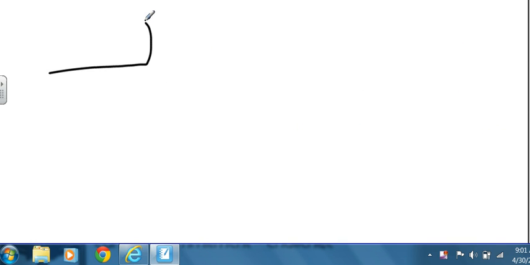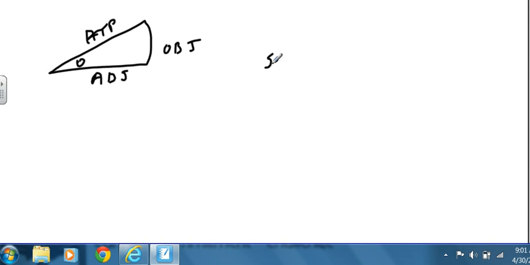We already did a thing where I have theta, and I got the hypotenuse, and I have the adjacent side, ADJ, and I have the opposite side. We said sine of theta is the opposite over the hypotenuse. Okay, so we already did that once, and then we did it another time, and this is our third time through.